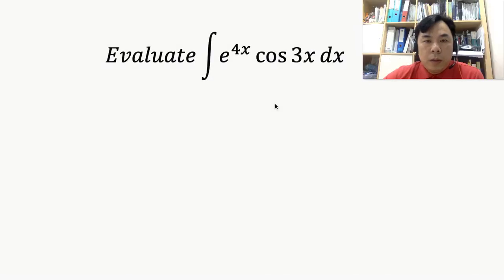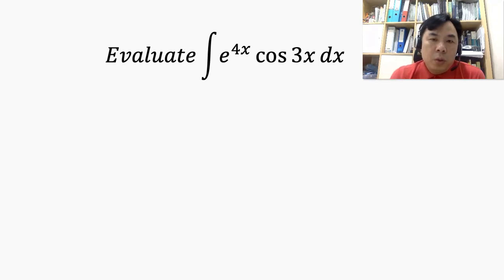All right, welcome back. Today's problem is an indefinite integration of the function exponential 4x cosine 3x. Today I'm going to present three different methods for how we can actually evaluate this indefinite integral.